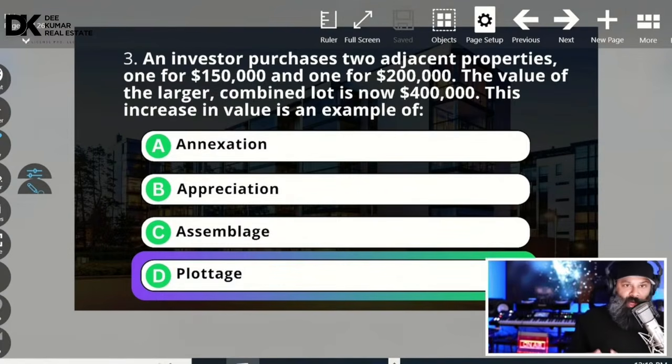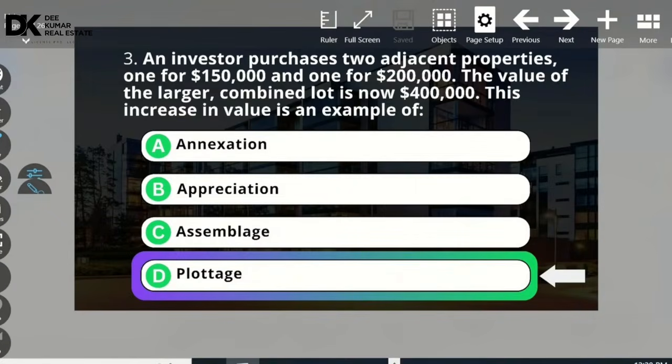These are economic principles of value. In other words, what increases value or contributes to an increase in value, right? An investor purchases 2 adjacent properties, one for $150K and one for $200K. Well, you combine those two and we have $350,000, a combination value or cost, right? Really cost, not so much value. There could be a direct correlation between cost and value, and there might be a divergence between those two numbers, right? So the value of the larger combined lot is now $400,000. So there's a profit realized through successfully assembling those 2 parcels.